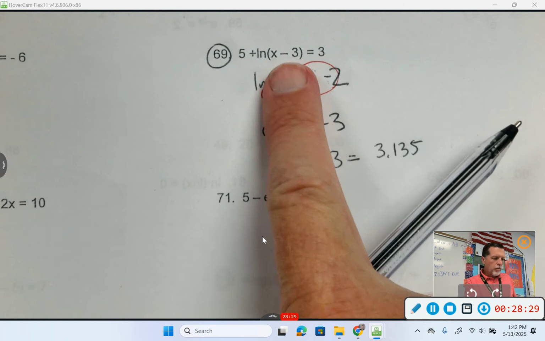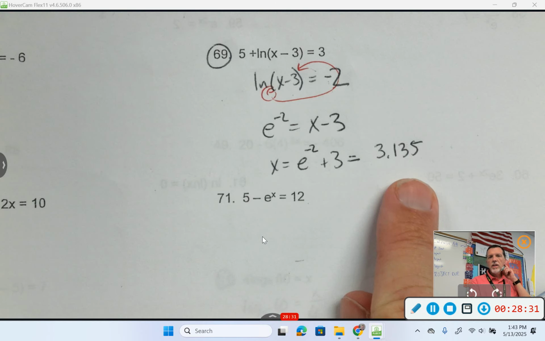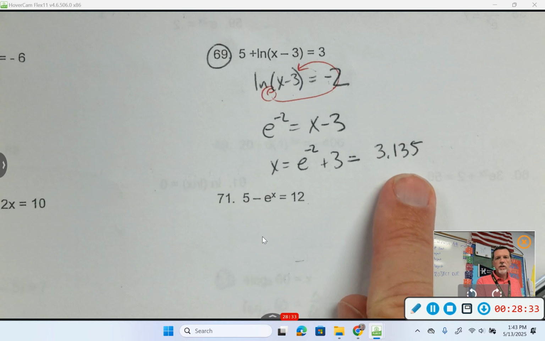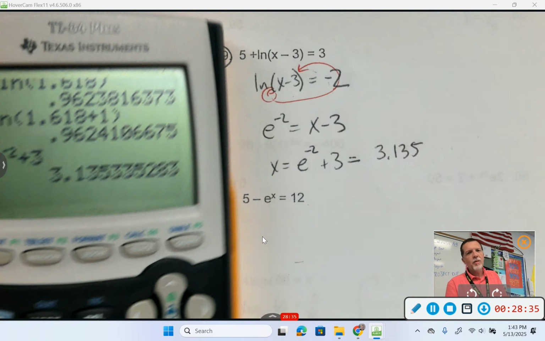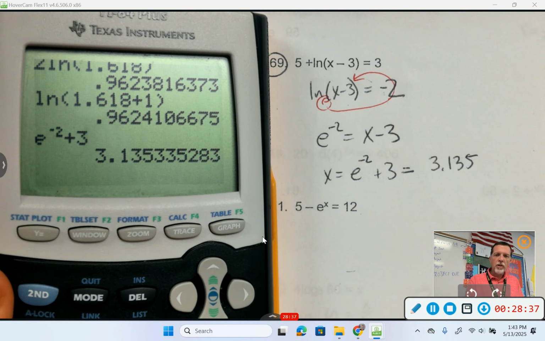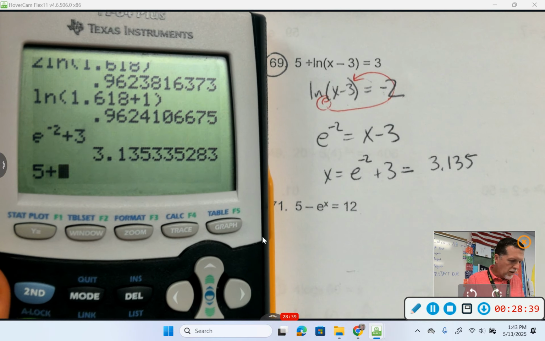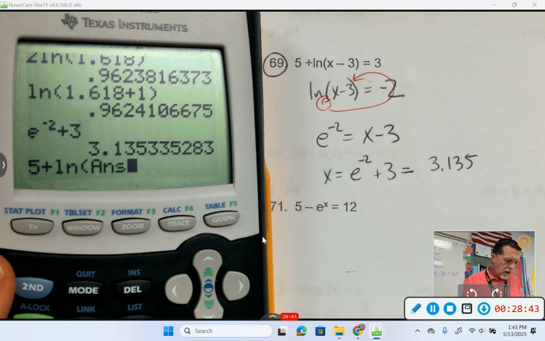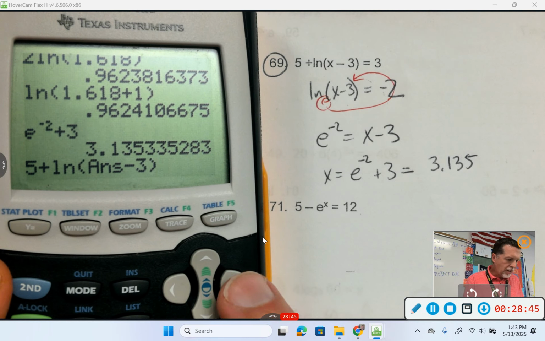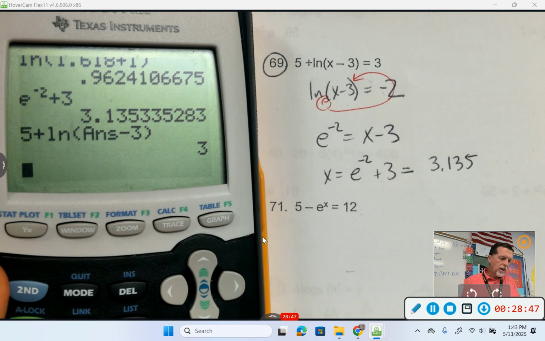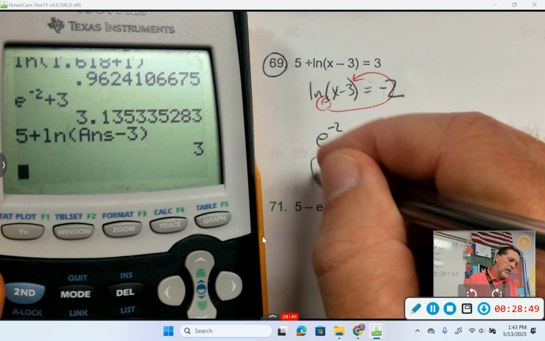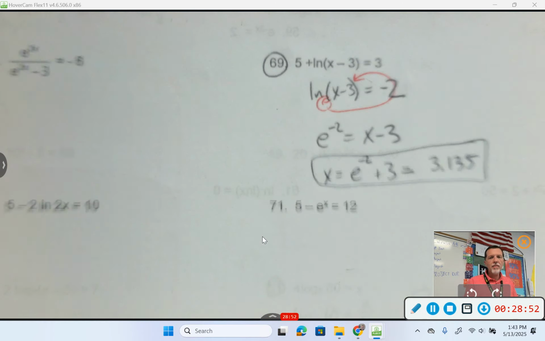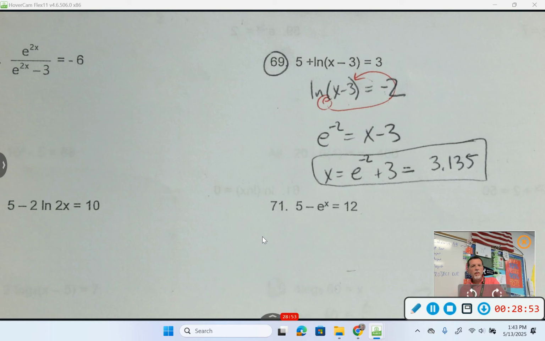Will that work? This was a log problem, so I've got to be careful. Yeah, that should work. Again, these weird equations, we just keep throwing all kinds of different stuff at you. But if you're not sure, check them. Answer minus 3. That's supposed to equal 3, and it does, so I feel pretty good about that answer. Cool.